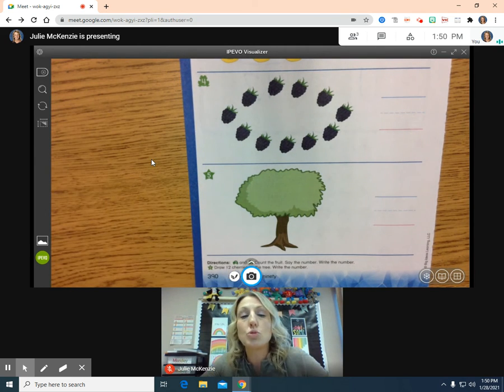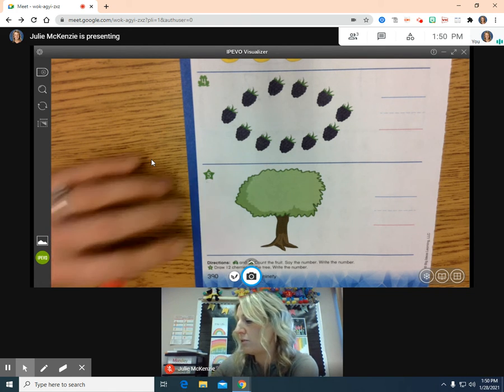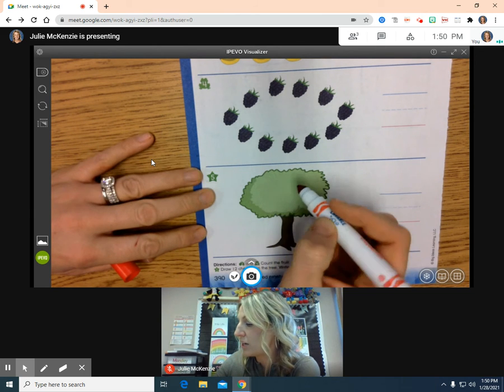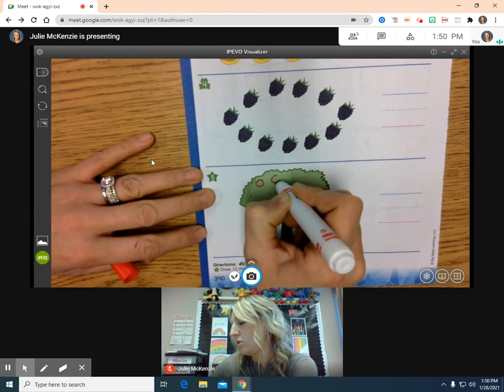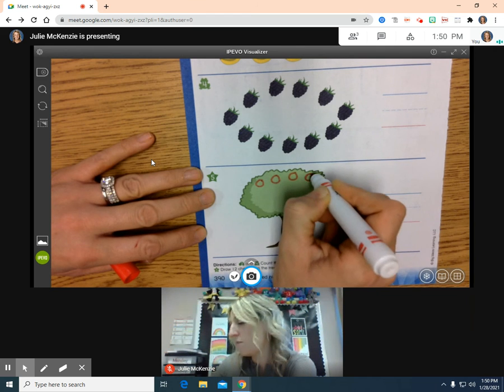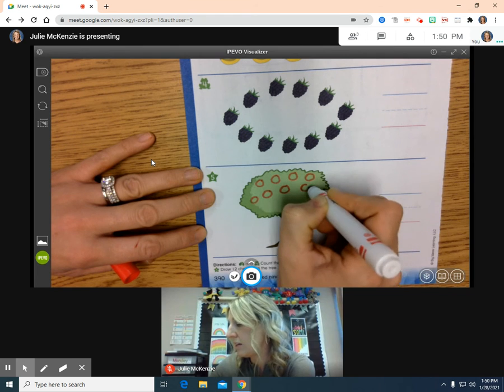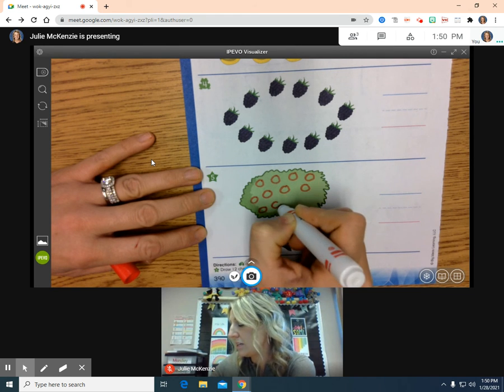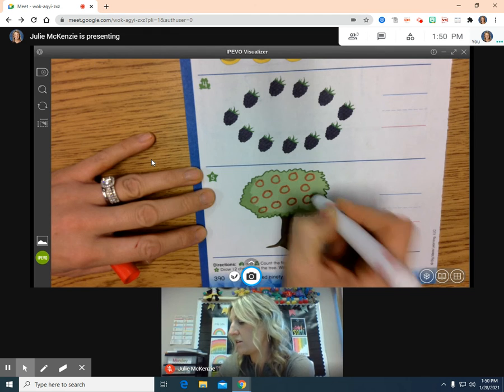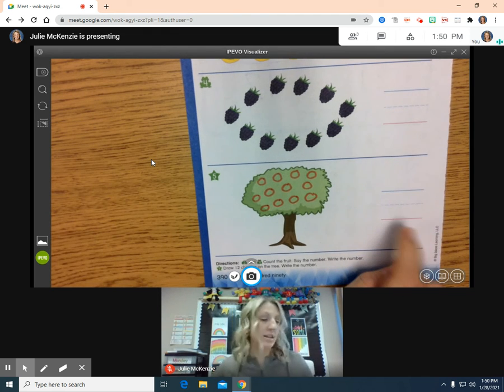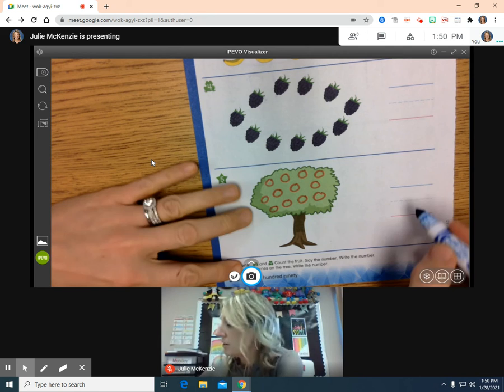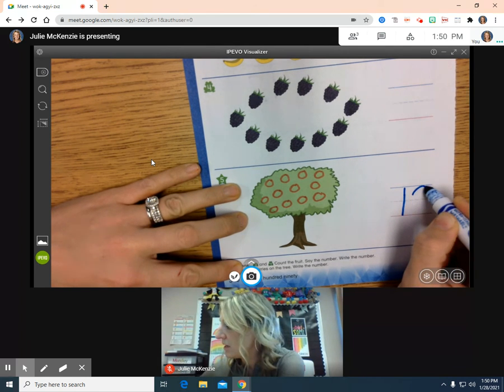I want you to draw 12 cherries on the tree. I'm just going to make my cherries be circles because circles are a quick and easy shape to draw. So let's make 12 cherries on the tree. 1, 2, 3, 4, 5, 6, 7, 8, 9, 10, 11, 12. And then we need to write the number 12 over here. 1 and then a 2.